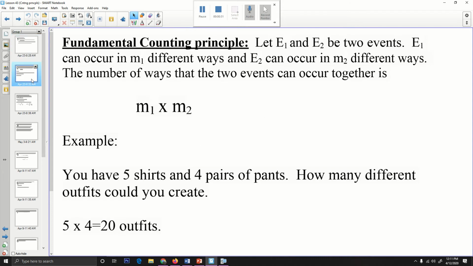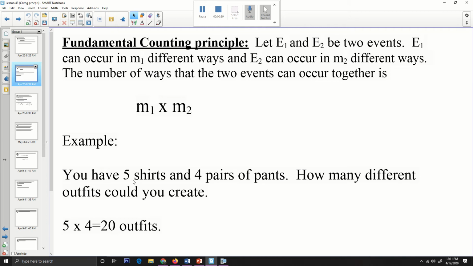First, the fundamental counting principle. Let E1 and E2 be two events. E1 can occur in M1 different ways, and E2 can occur in M2 different ways. The number of ways those two events can occur together is M1 times M2. And so that's a fairly complex way to explain something that's actually fairly simple. Let's talk about this example here.